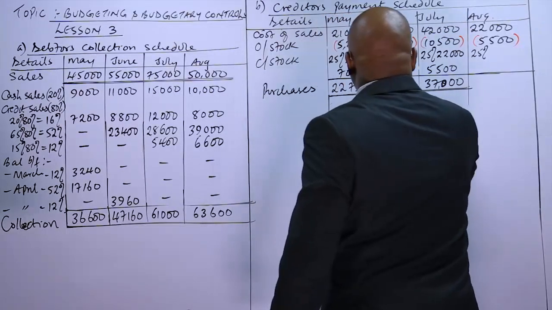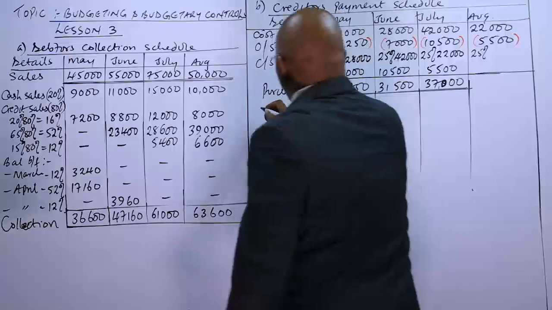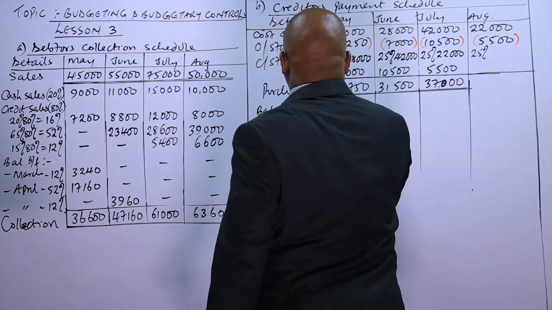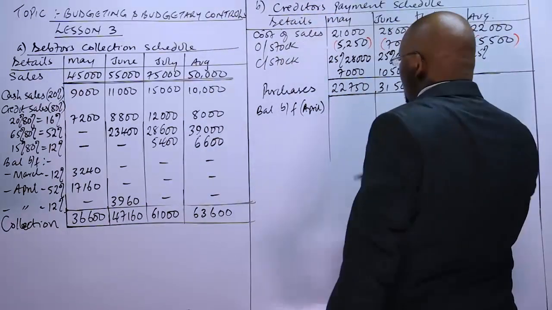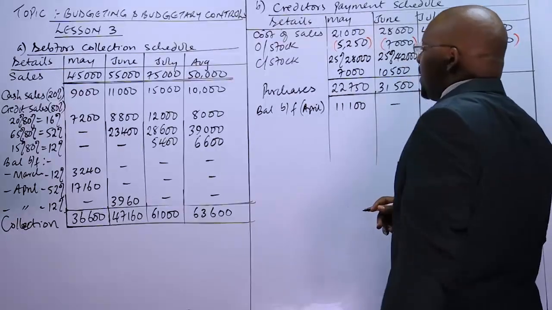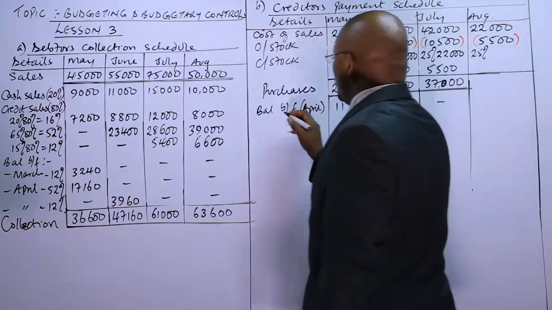So we bring now creditors. First of all, we have the balance brought forward. This is for maybe April. We have 11,100 as we have been given. This balance will be paid in the month of May.